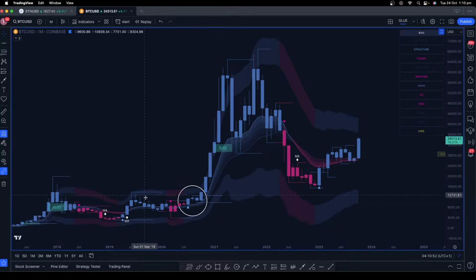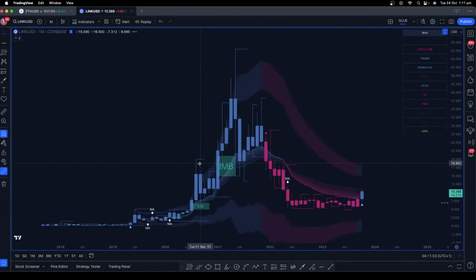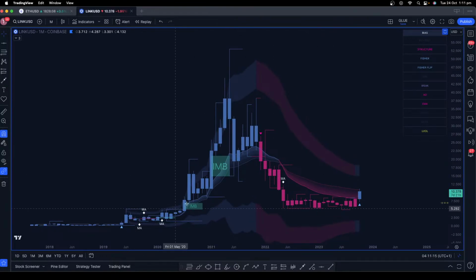Within here, what else was moving? When Bitcoin was doing all of this, what else was moving? I think if we go to the LINK chart, look at LINK. This is where Bitcoin dumped and then went sideways, whilst LINK went in a bull market. So that's a missed opportunity if you've just thrown all your money into Bitcoin because you think it's going up. You think there's going to be another bull market. These are the opportunities that you're going to miss out on.